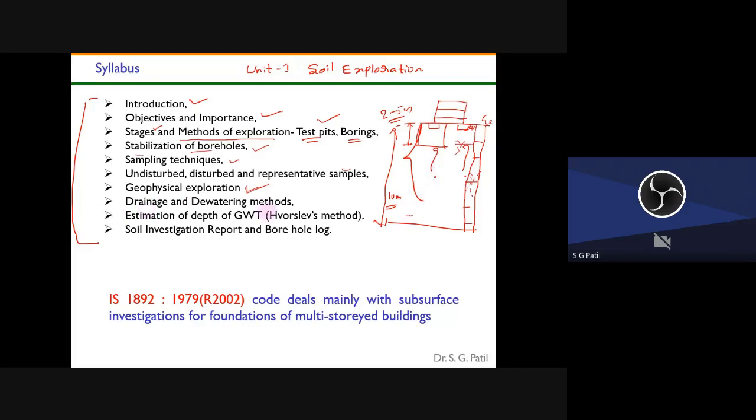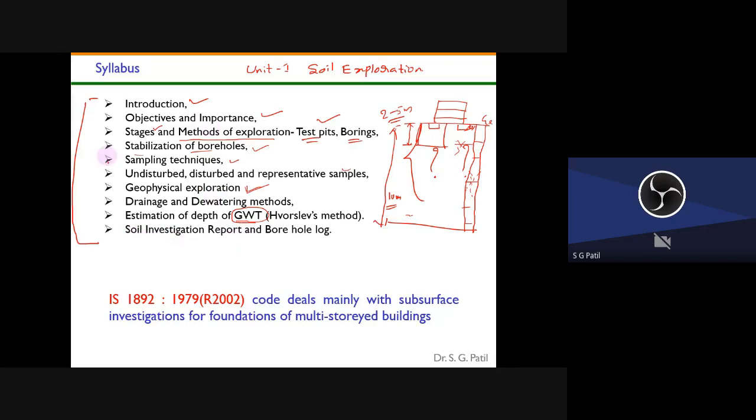Then some drainage methods and estimation of the depth of the groundwater table. This is a very important parameter, because depending on the position of the groundwater table, the bearing capacity of the soil or your soil properties will vary. That's why the location of the groundwater table is also a very important parameter. Then we will see soil investigation reports.